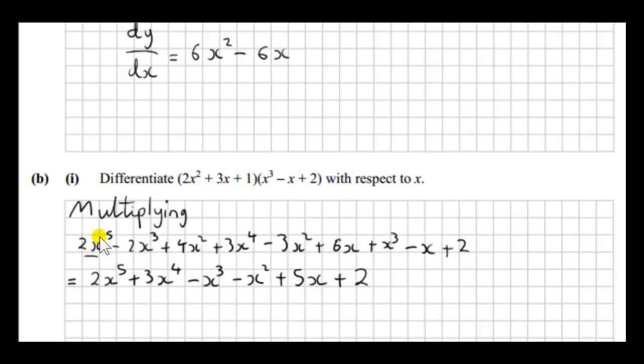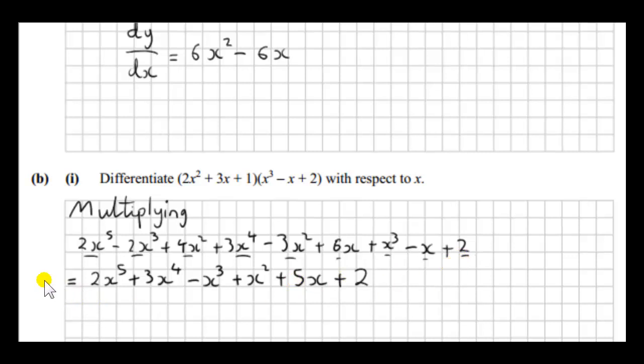Okay, gathering up the terms, we have one x to the 5 term. We have one quartic term, x to the 4. We have two of these. Put these together to give minus 1x cubed. 4x squared minus 3x squared is actually plus 1x squared. Should be a plus. 6x minus 1x gives us 5x, and then finally we have the plus 2.